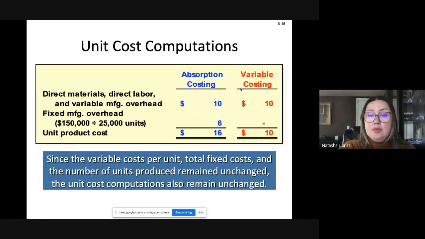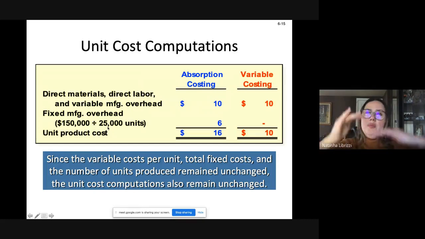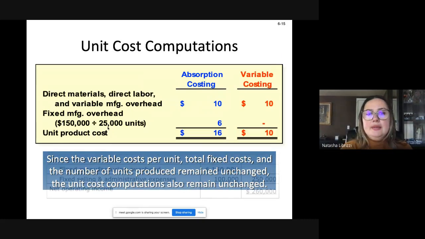So again, the same story. Absorption costing is $16 per unit because we're producing the same number of units. Obviously, if you produced a different number of units, let's say 40,000, you would take 150 divided by 40, but we're keeping it the same. This way we can really see how the numbers reconcile between the 2 years.